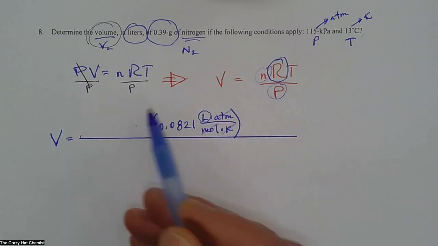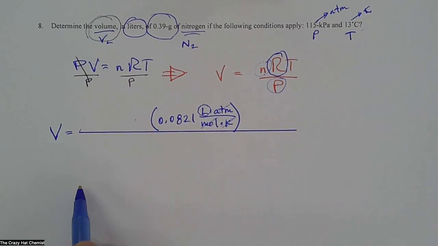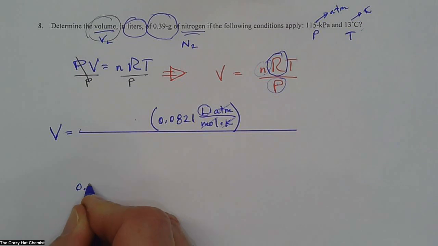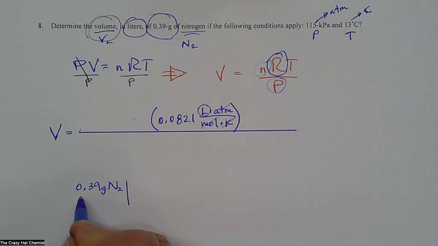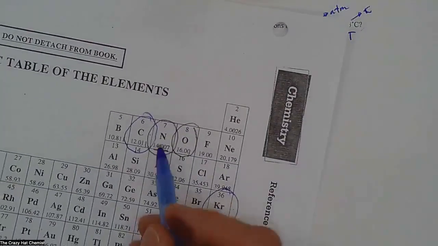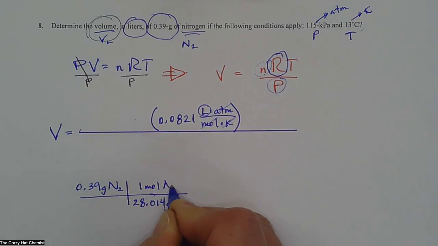Therefore, the N is the amount of gas, and that must be in moles, so I need to do that. So I'm going to do my little conversions here at the bottom. Okay, so I'm going to start off with 0.39 grams of nitrogen, and I'm going to convert this into moles of nitrogen. So I'm going to look at my periodic table, say 14.007 times 2 because it's diatomic, and therefore I'm going to get 28.014 grams of N2. That's equal to 1 mole of N2.